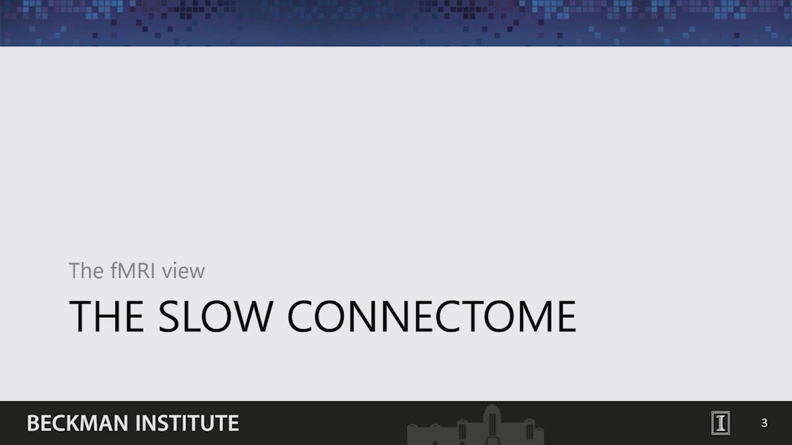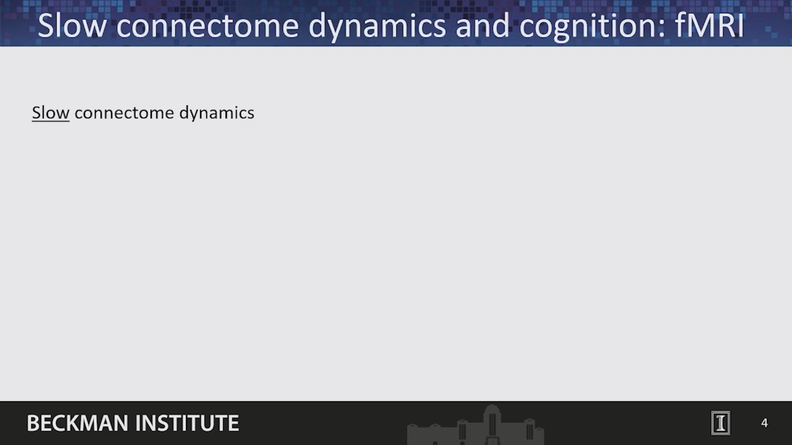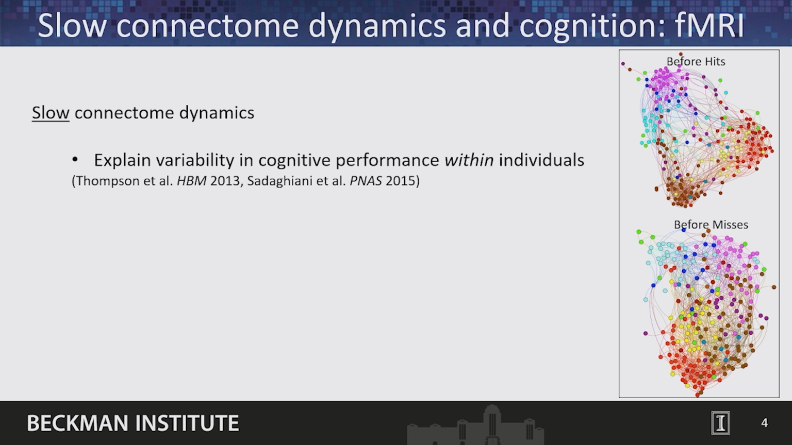So I'll start with the view that we're very familiar with, which is the view that fMRI gives us on connectome dynamics. We know that these slow dynamics that we can observe with fMRI explain variability of performance within participants. So here to the right is one example of the brain of one participant.